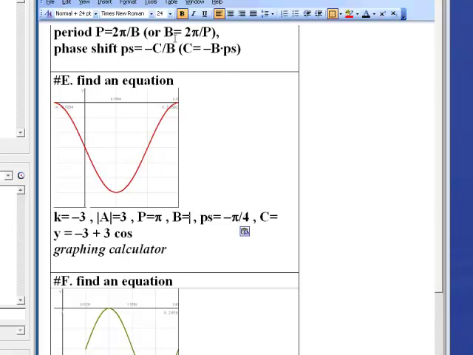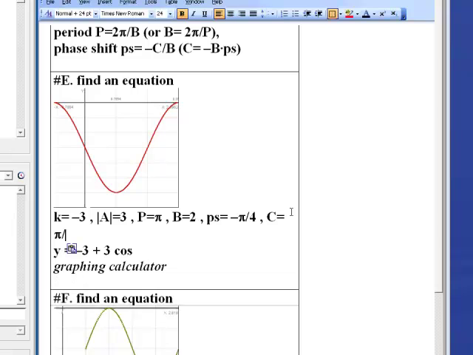That means we have a coefficient b of 2 pi divided by pi, so 2. And we have a coefficient c of negative 2 times negative pi over 4, so positive pi over 2. Okay, so we have negative 3 plus 3 cosine 2x plus pi over 2.